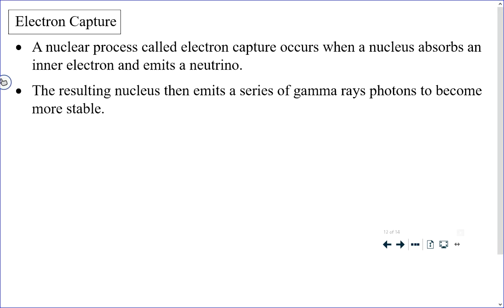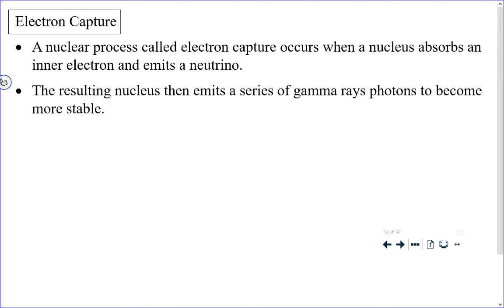Okay, and there's one final process we're going to look at here. I've included this under the topic of radioactive decay, even though it isn't really a decay, but it does involve a change within the nucleus, and it does involve a nucleus becoming more stable as a result of the change. So the process is called electron capture, and what happens is that one of the electrons that is in orbit around the nucleus is captured by the nucleus, and as a result, something changes within the nucleus.